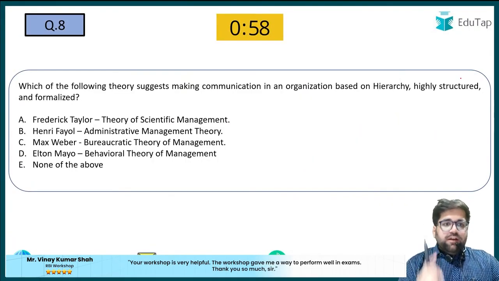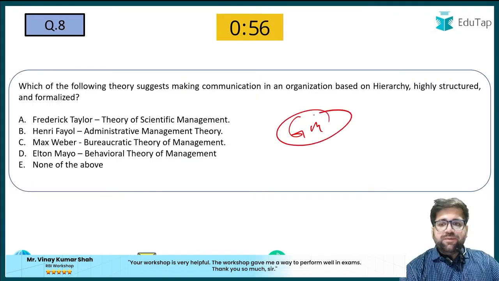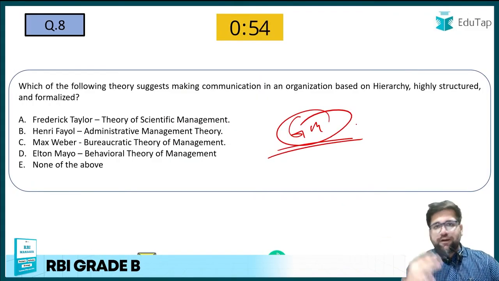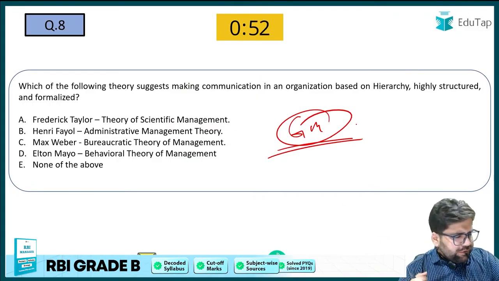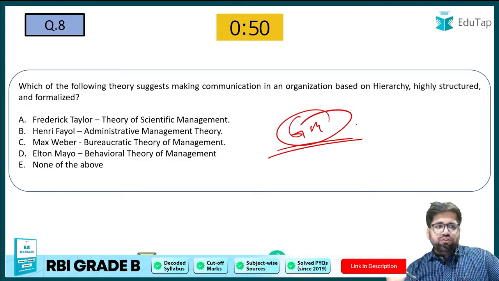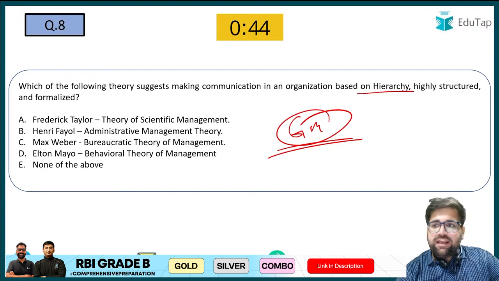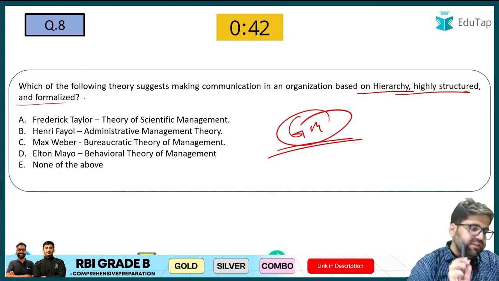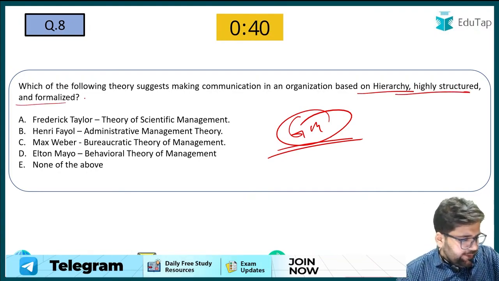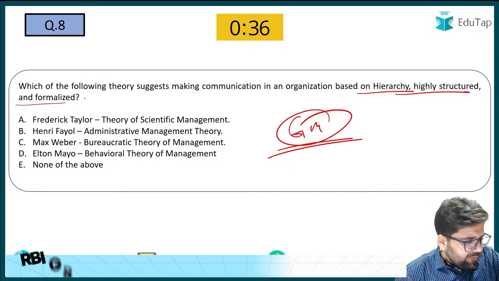Question number 8. This has been taken from your journal management, the different schools of thought which come to management. So let me see who gives me the right answer for question number 8. Which of the following theories suggests making communication in an organization based on hierarchy, highly structured and formalized? I can see only a few people are there in the chat box who are giving the right answer.